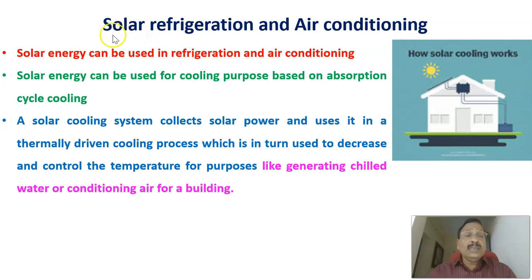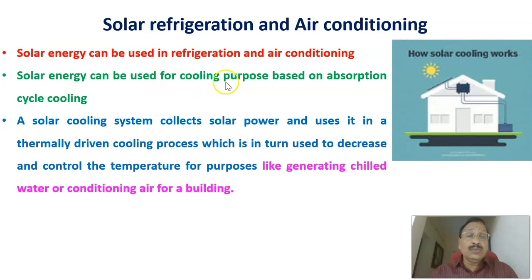Next, we are going to explain solar refrigeration and solar air conditioning, that is, how solar energy or radiation can be used for refrigeration as well as air conditioning. The difference is that refrigeration means the temperature has to be reduced to even below 0 degrees, but air conditioning does not require that much lower temperature. Therefore, solar energy can be used in refrigeration and air conditioning.